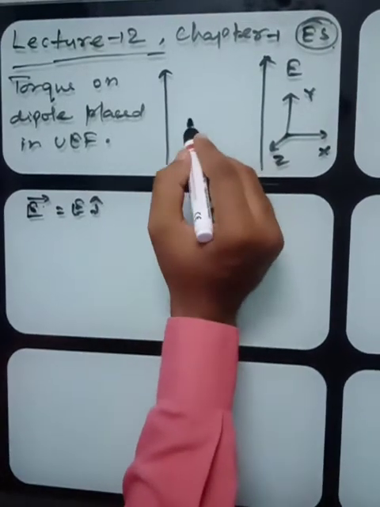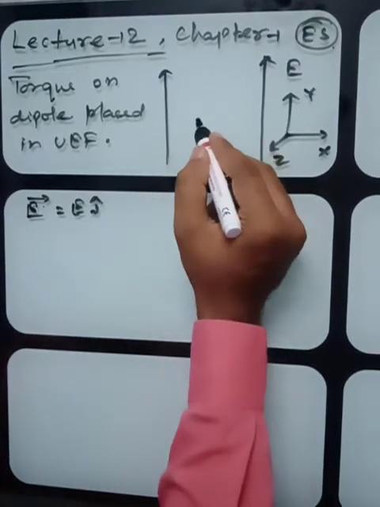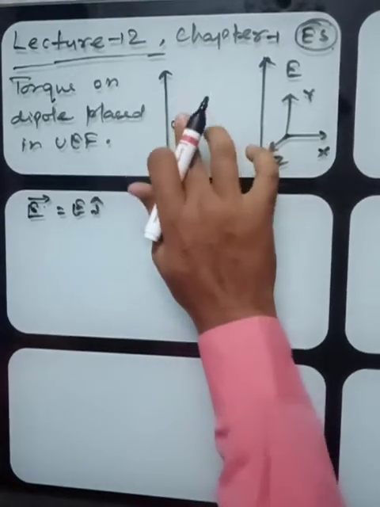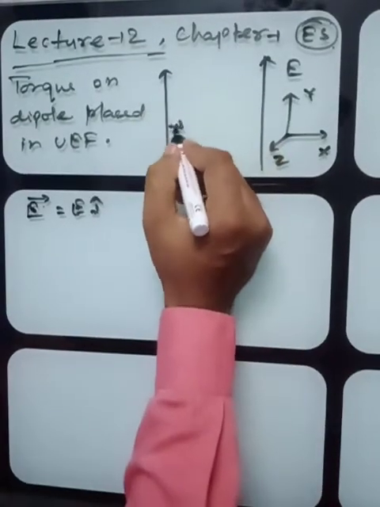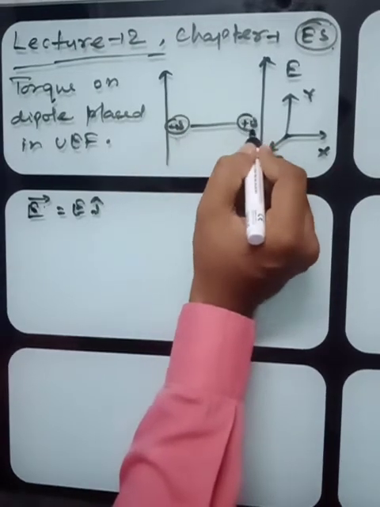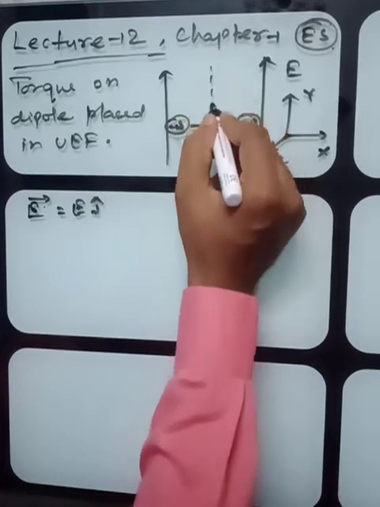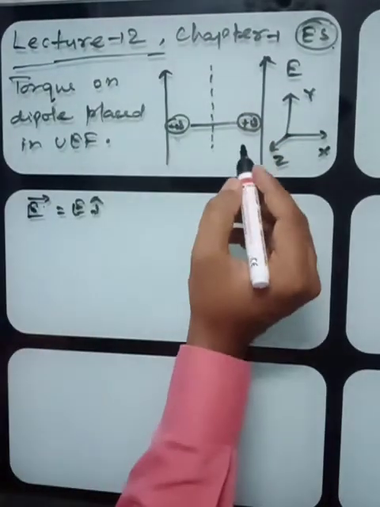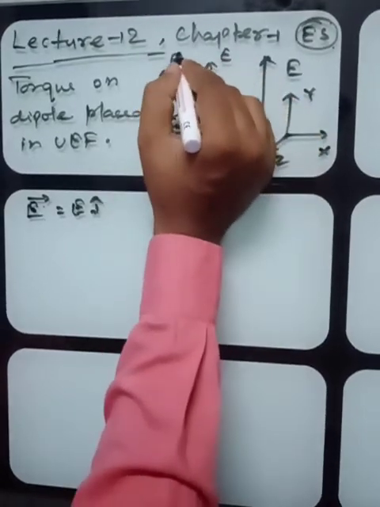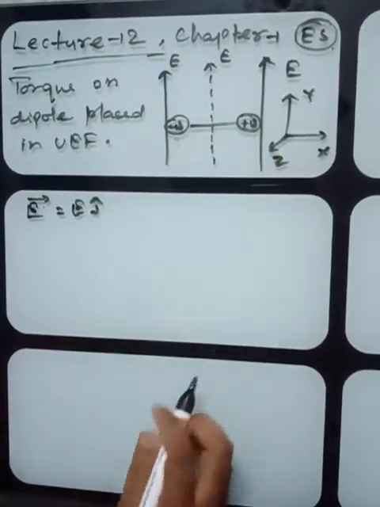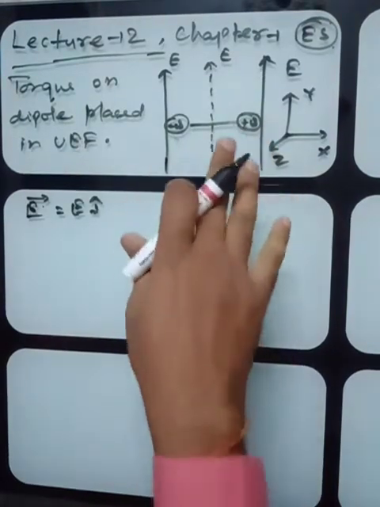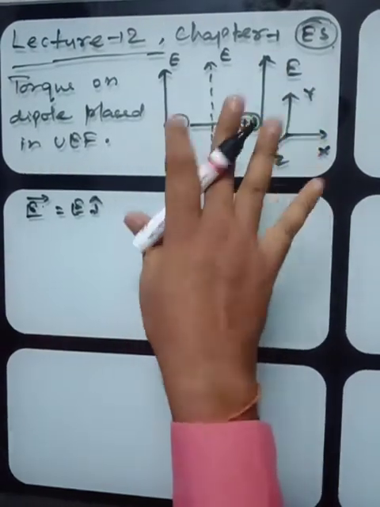We are placing here the dipole, with charges minus Q and plus Q. Okay student, this is the direction of the electric field. Now this dipole is maintained in this field by an external agent.